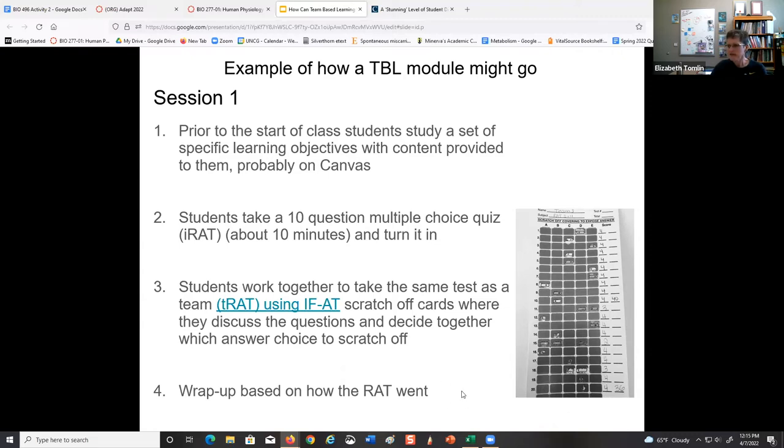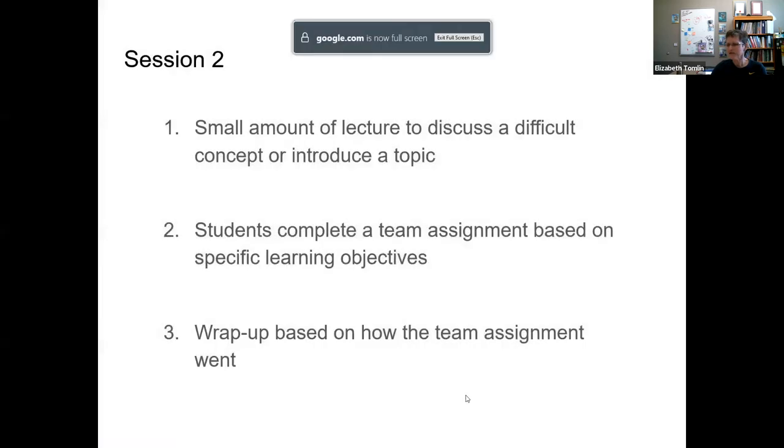All right, so that's the first day of each module where we do this readiness assurance process. A lot of misconceptions get cleared up here, or revealed that need to be worked on. So then in the next class, and usually my modules are about four classes long, but again, it can vary depending on your class structure.